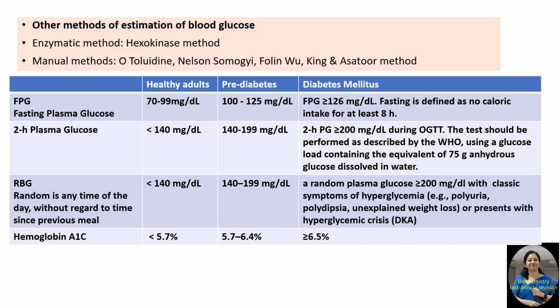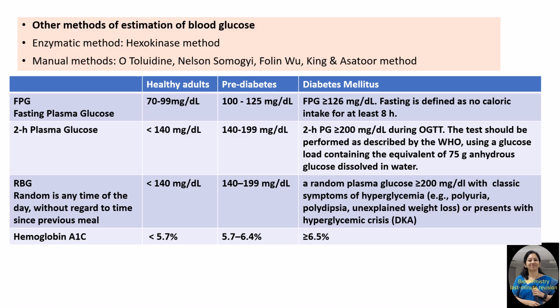Now the third parameter is the random blood glucose. Random means any time of the day, regardless of the relation to the meal, the blood glucose is collected. If the blood glucose value is less than 140 milligram per deciliter, the person is considered healthy. If it is more than 200 milligram per deciliter along with classical symptoms of hyperglycemia like polyuria, increased urination, polydipsia, increased thirst, unexplained weight loss, or if the patient presents to the hospital for the first time with hyperglycemic crisis, that is, very highly increased blood glucose along with ketoacidosis, then a diagnosis of diabetes mellitus is made.